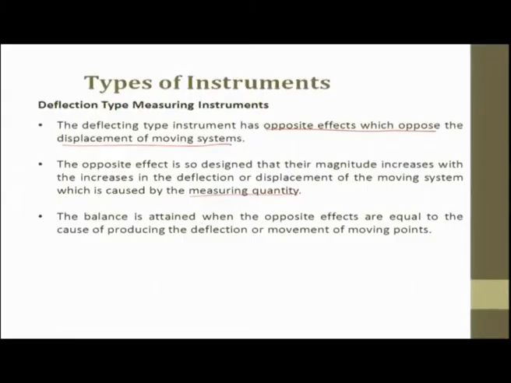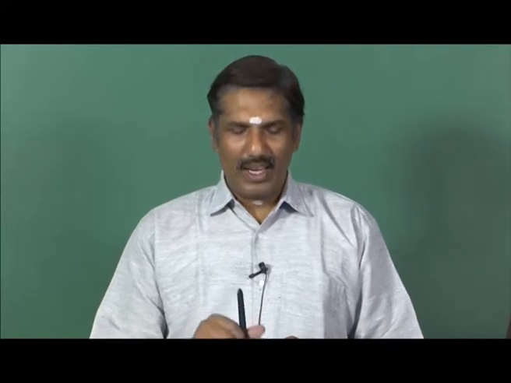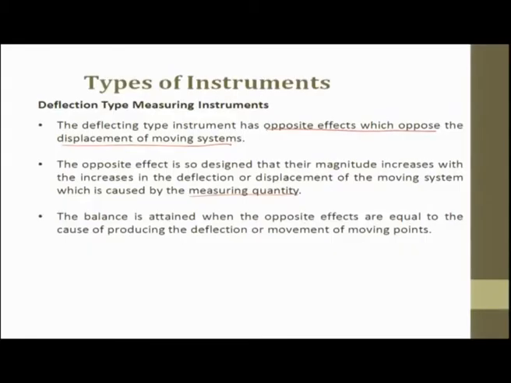The balance is attained when the opposing effects are equal. Okay. So, what is the balance? Either the static position, or when you try to apply a load, or when there is a movement happening. So, to balance it back to the normal position or to the 0 position, we use this instrument. The balance is attained when the opposing effect is equal to the cause producing the deflection or movement of a moving pointer. So, these are the deflection type instruments.